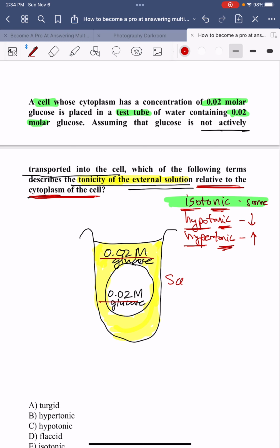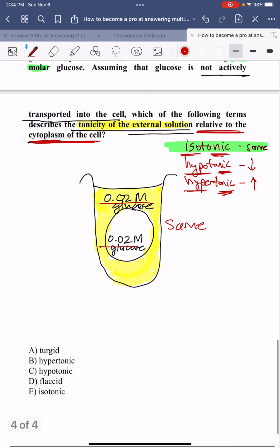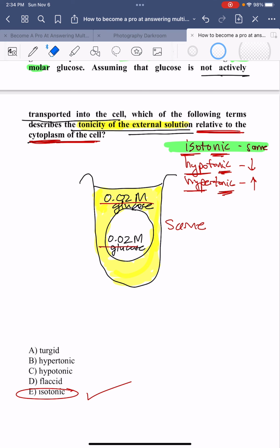They are the same. So my answer option here, you didn't look at them before, you just circle, it has to be isotonic. It cannot be any of those other options.